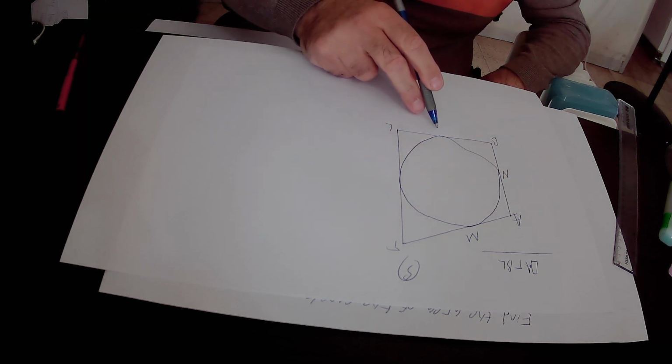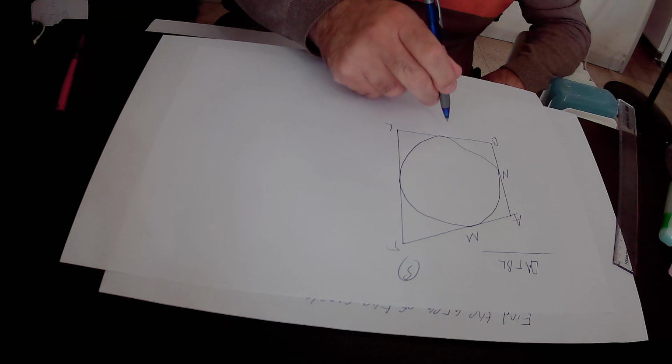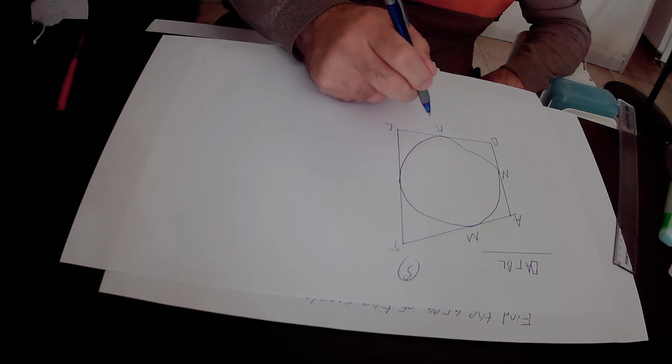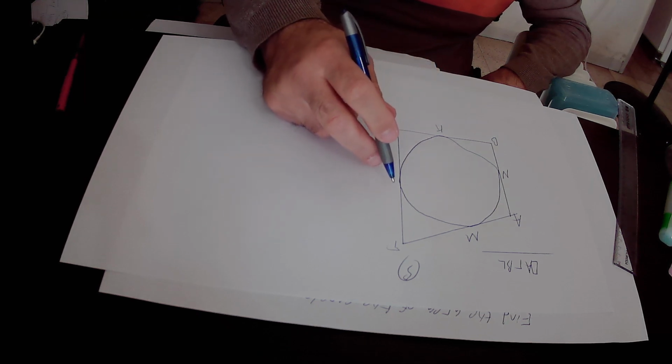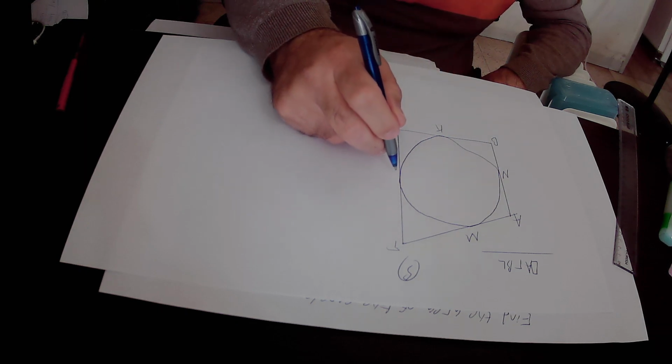This is the third point of tangency. We'll define this point as K. And finally, this is the fourth point of tangency between the quadrilateral and the circle. So we'll define this point as L.